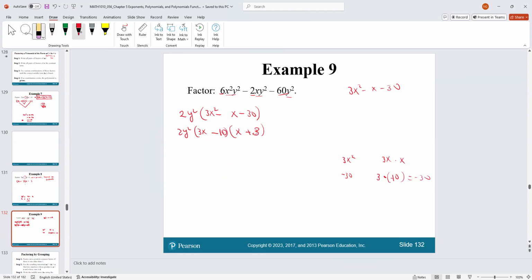Now, our factor is 2y squared. I just rewrite it, but we have the answer already, x plus 3. That's really beautiful. And we can conclude that our final answer, when we are asked to factor 6x squared y squared minus 2xy squared minus 60 y squared, will be 2y squared times 3x minus 10 times x plus 3.